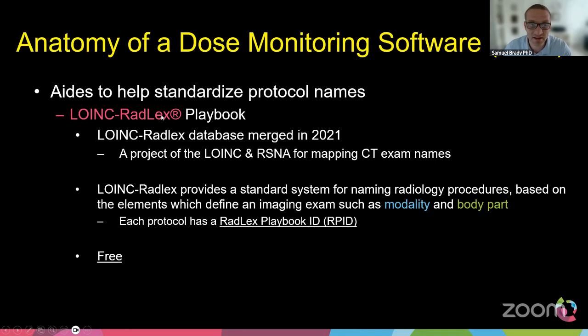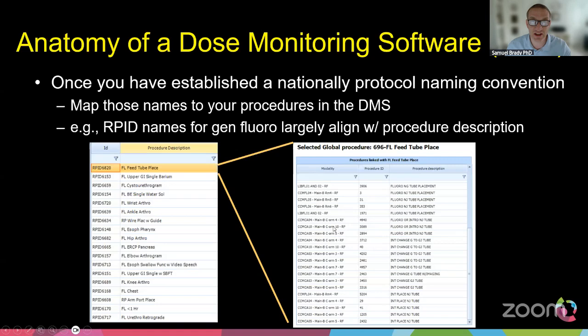A free version comes from the RSNA here in the US. It's called RADLEX. A couple years ago, they merged with the other free version, which was LOINC. And so now it's the LOINC RADLEX playbook. It's the same concept: you can just Google RADLEX and you'll find their website, easy. In that, you will find a long list of all the modalities and exam types broken up by body part, and each of them is given an ID, a RADLEX Playbook ID, or RPID. You can use that to associate what's at the national level with your local information.